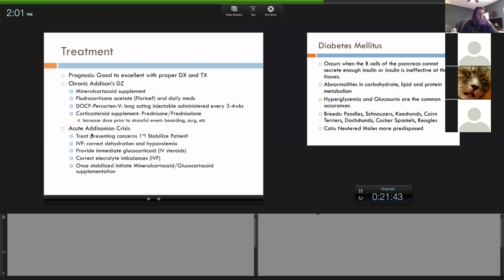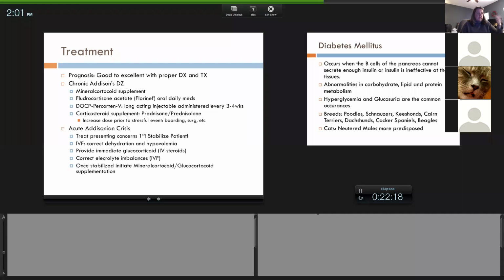You can also use a medication abbreviated DOCP, but it's called Percorten-V, and it's a long-acting supplementation. It's an injection that is given every 3 to 4 weeks. So they would come in for a Percorten injection, which is this long-acting treatment. And again, the nice thing with that is you give it once every 3 to 4 weeks. They have to come into the clinic and get it.